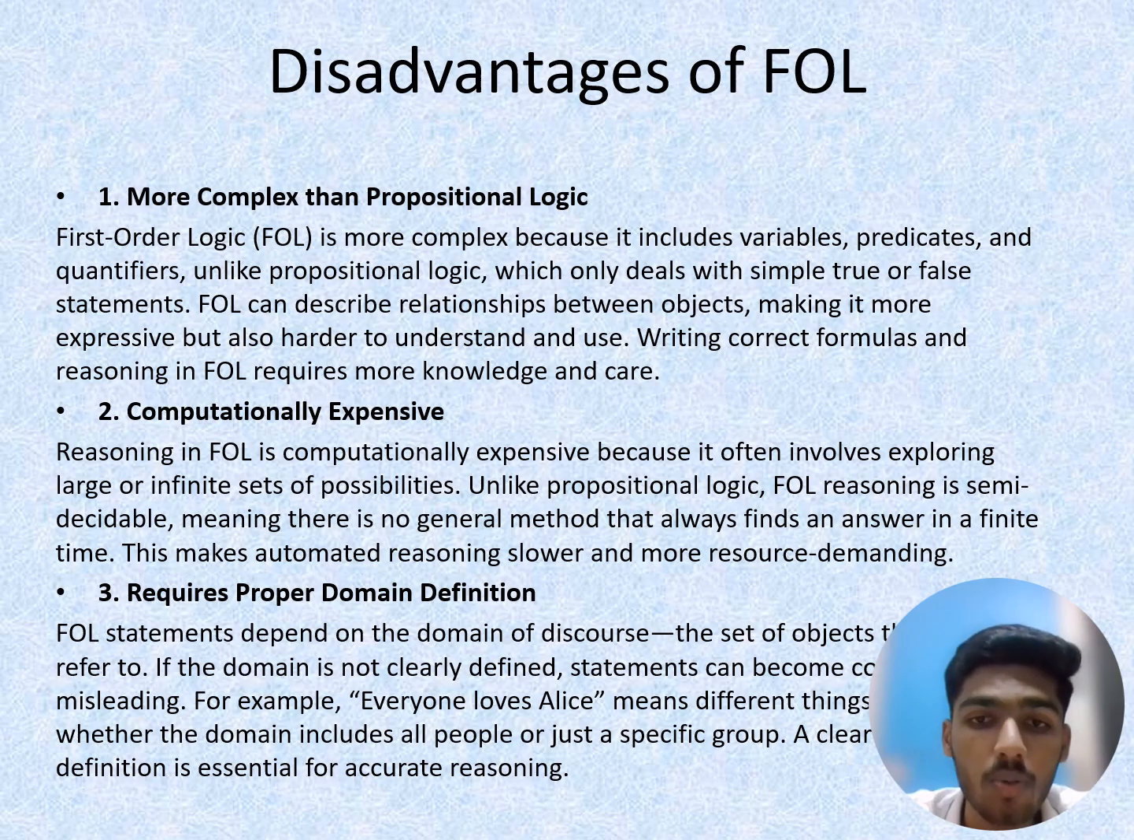First, it's more complex. As you can see, writing these formulas correctly takes much more knowledge and care than simple propositional logic. Second, it's computationally expensive. Asking a computer to prove something in FOL can take a very long time. It's semi-decidable, which means it can find a yes answer, but it can't always find a no answer in a finite time. And third, it requires a proper domain. When you say everyone loves Alice, you have to define if everyone means everyone in this class or everyone on Earth. Without a clear domain, the statement is ambiguous.